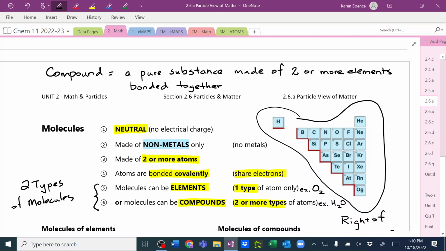Exactly. So a compound, it's a pure substance because all the particles are the same, but those particles are made of two or more elements bonded together. So you can have covalent compounds where they share their electrons, or you can have ionic compounds where one gives the electrons and the other takes them.